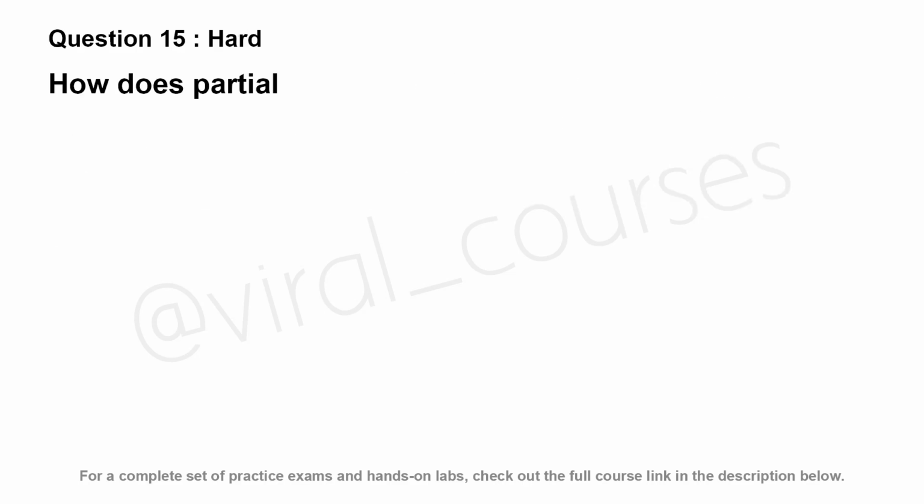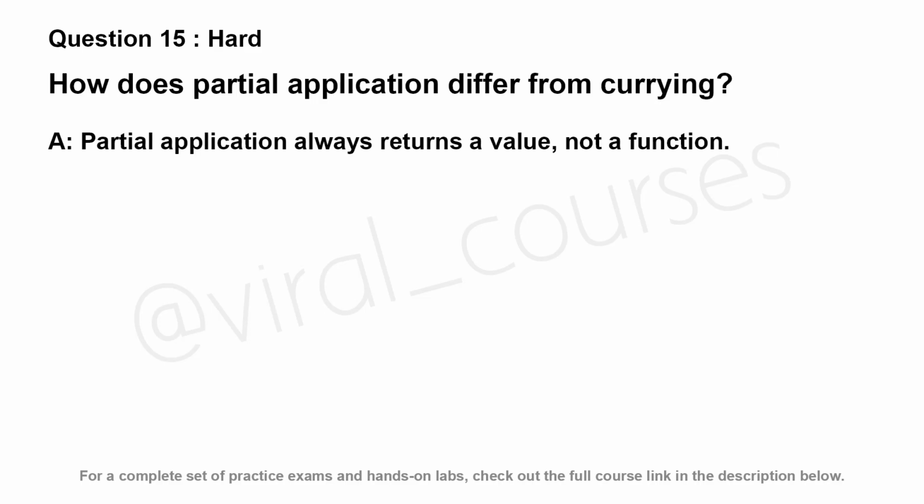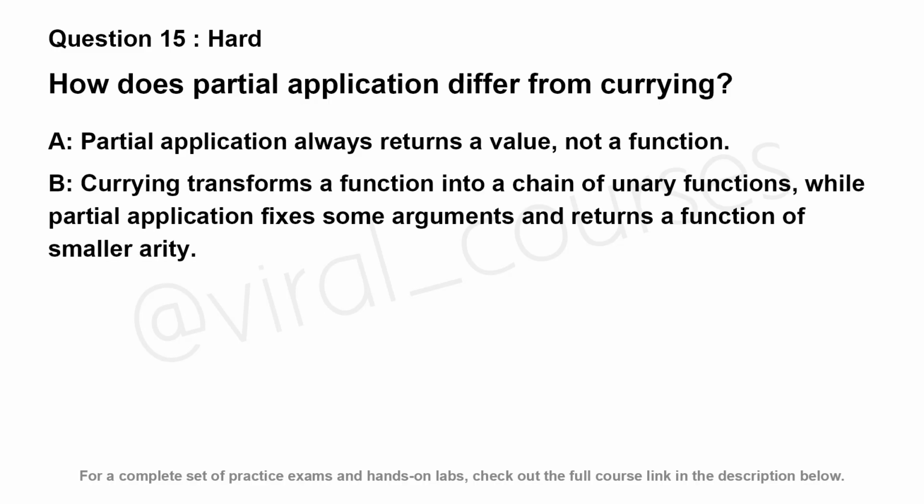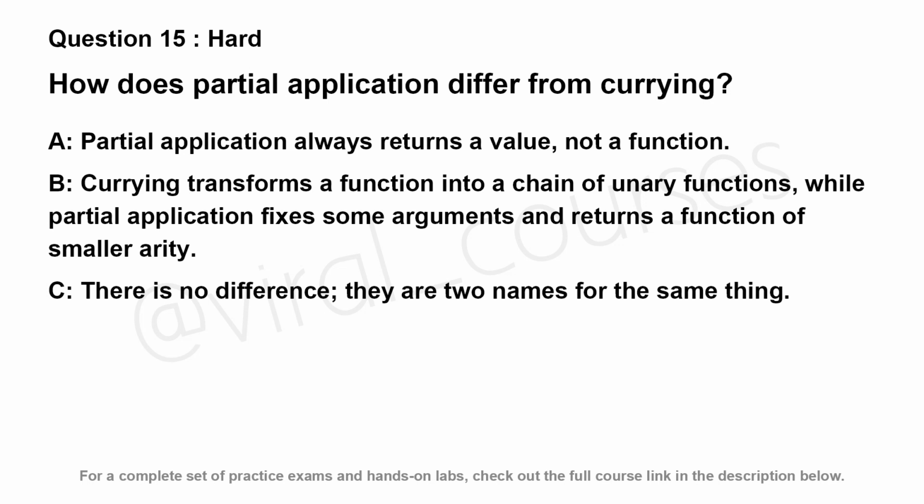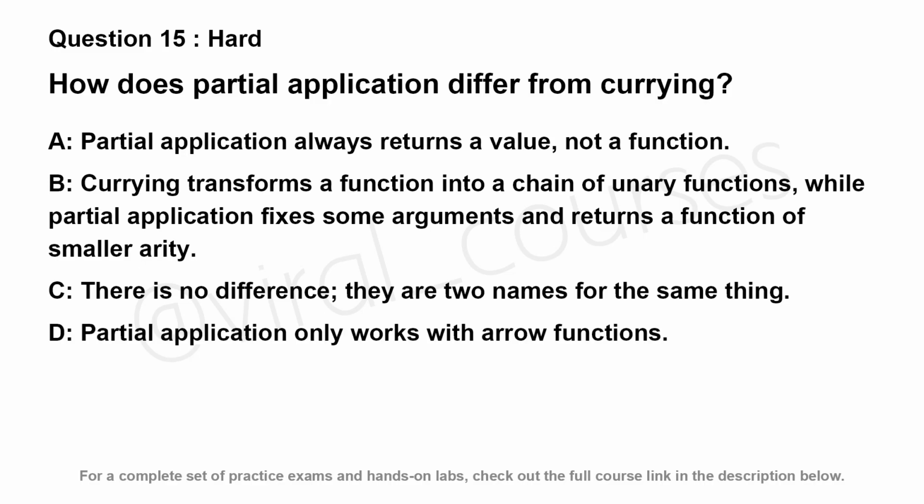How does partial application differ from currying? Option A. Partial application always returns a value, not a function. Option B. Currying transforms a function into a chain of unary functions, while partial application fixes some arguments and returns a function of smaller arity. Option C. There is no difference. They are two names for the same thing. Option D. Partial application only works with arrow functions.